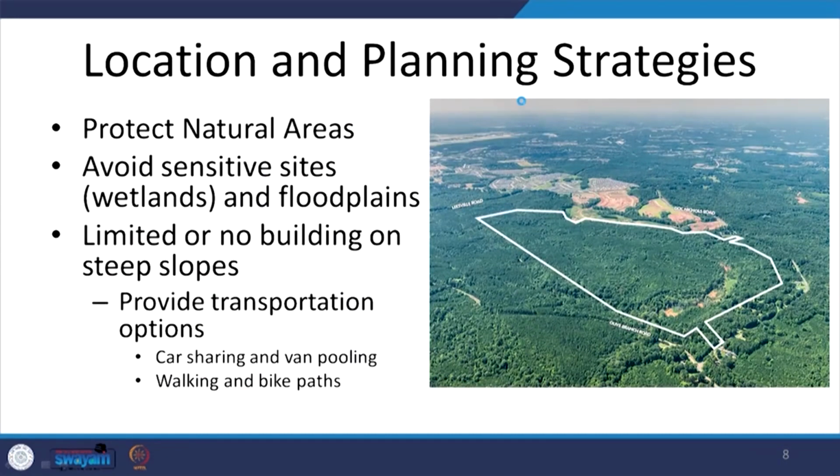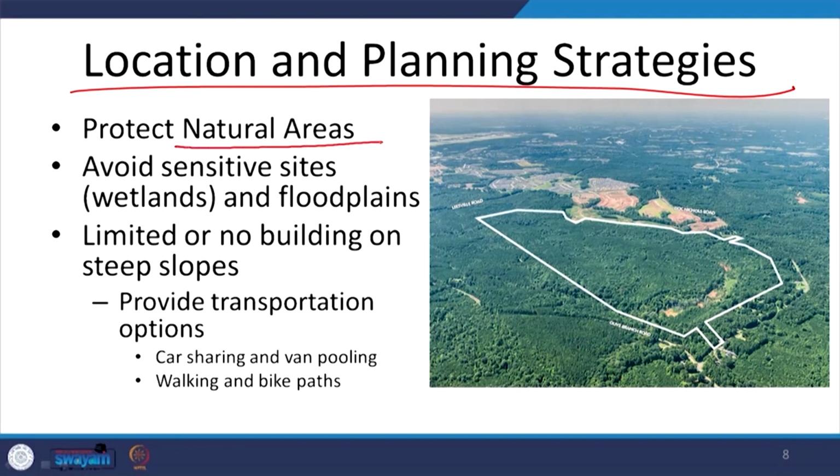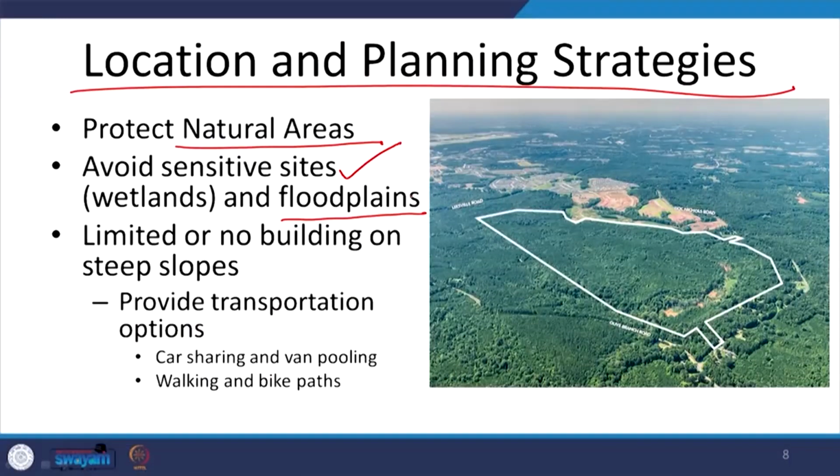Besides the selection strategies, we also have the location and planning strategies. Here, the things which we have just discussed, for example, the protection of natural areas, become very important. So, this is planning strategy. We have to avoid building on sensitive sites and the floodplains. Now, these are the recharge areas, the lungs of nature, and they help in sustaining the natural resources and the regular systems of nature. So, we have to avoid any development in any sensitive site and floodplain.